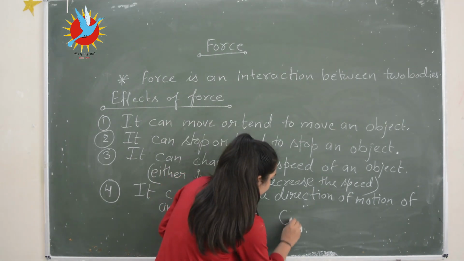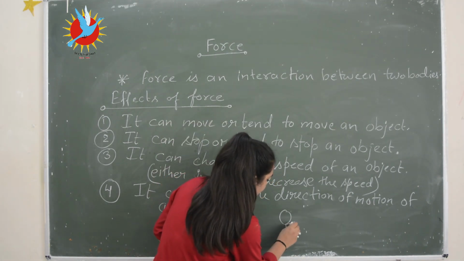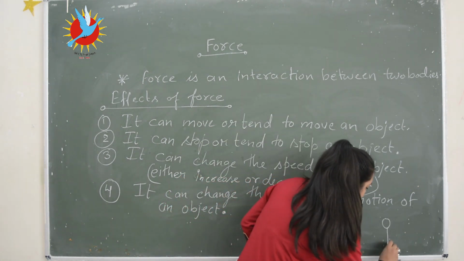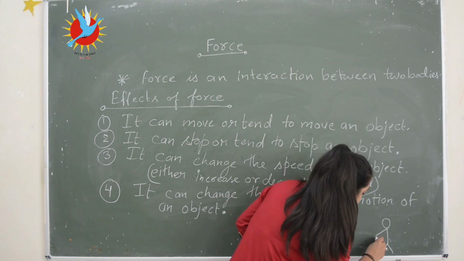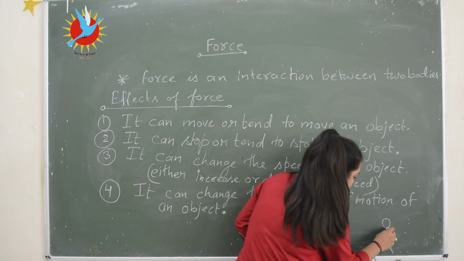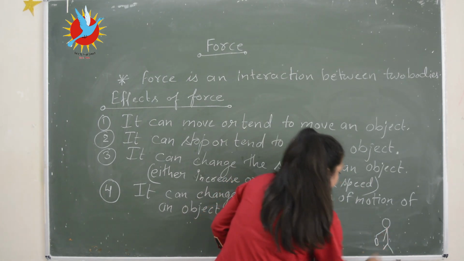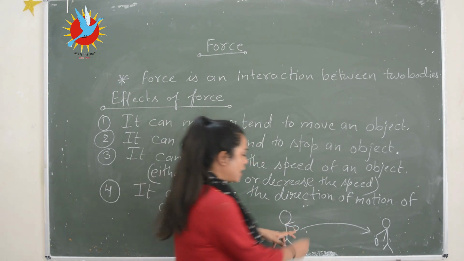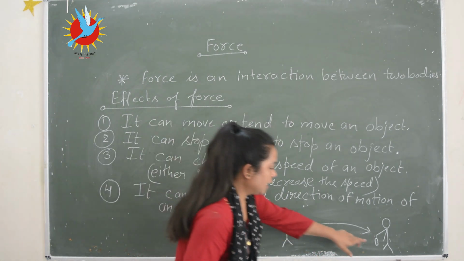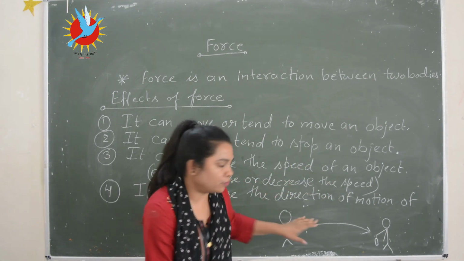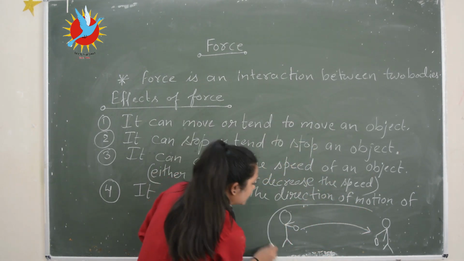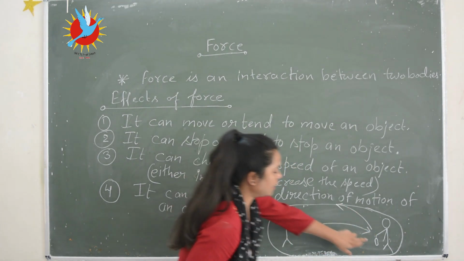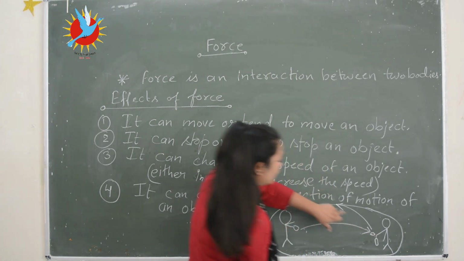Students, in cricket, a bowler throws the ball. Suppose this is the ball, and here is the batsman with a bat in his hand. So he throws the ball towards the batsman. Now what does the batsman do? He pushes the ball towards the boundary. Suppose this is the boundary somewhere, so he pushes the ball towards the boundary like this. He is applying a force on the ball using his bat towards the boundary.